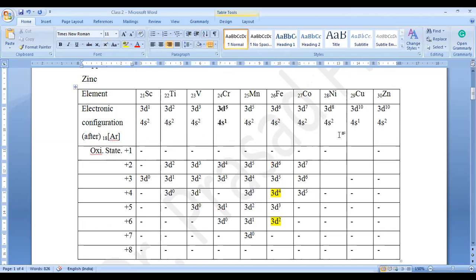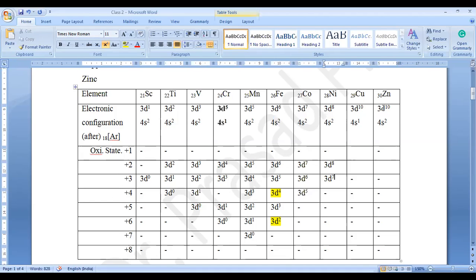In case of nickel, I can have 3d8 configuration. When we remove 2 electrons from the system, it becomes 3d8. 3d8 is a stable configuration for nickel. Even 3d7, that is plus 3 oxidation state, is also stable in case of nickel. So with nickel we have two stable oxidation states, plus 2 and plus 3.